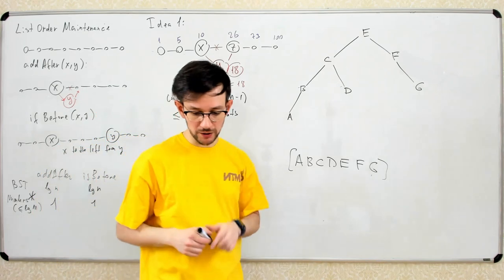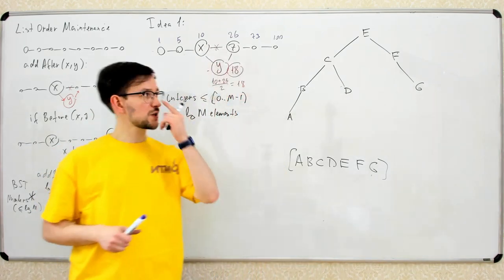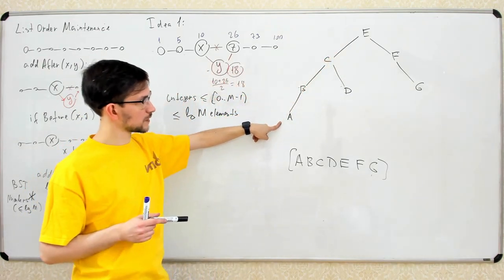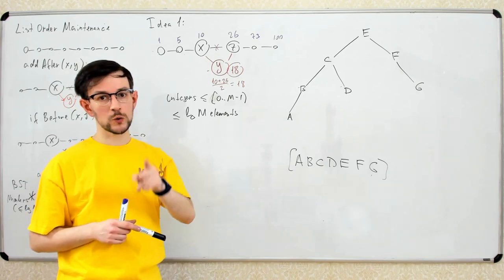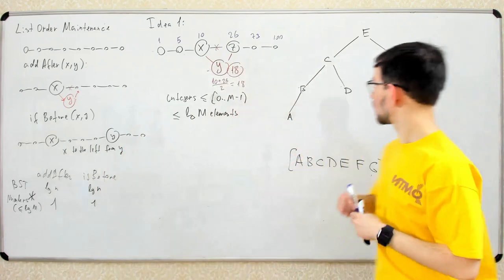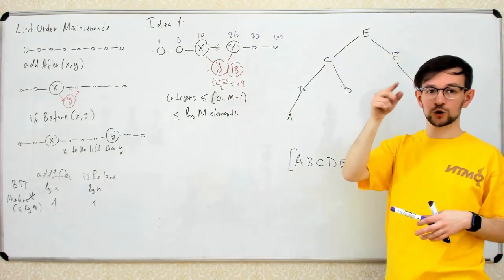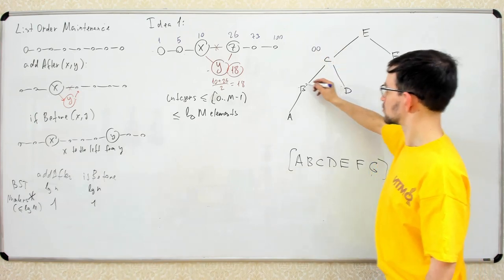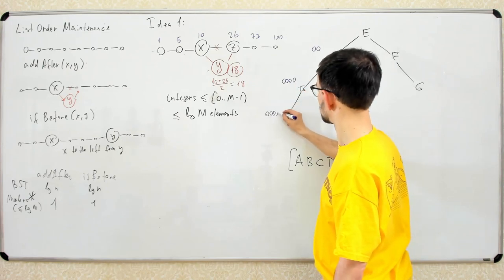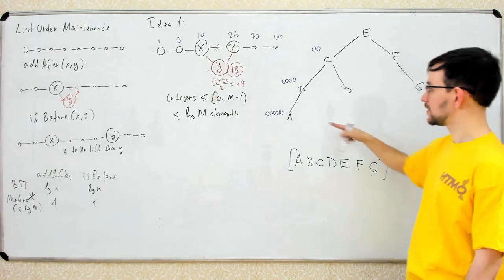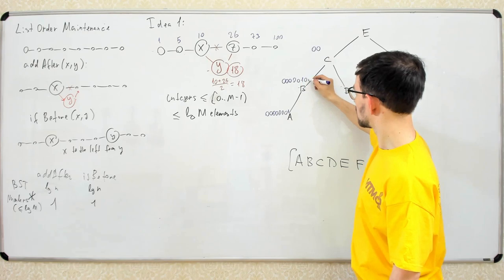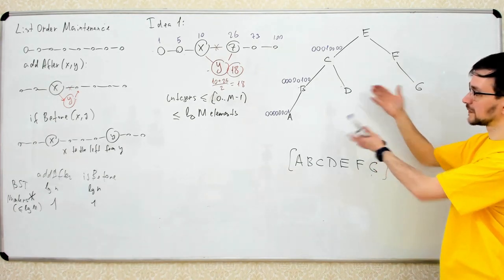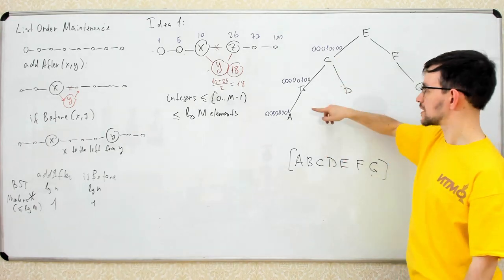And now we will assign special numbers to all elements. To assign the number to an element, we will look at the path from the root to this element and construct the following binary number. If we go to the left, we add two zeros to our binary number. So for this element, it will be 0, 0. For this element, it will be 0, 0, 0, 0. For this one, it will be 0, 0, 0, 0, 0, 0. In the end, we add 0, 1, and we maintain them at the same size. So these are some binary numbers which we will assign to these elements.